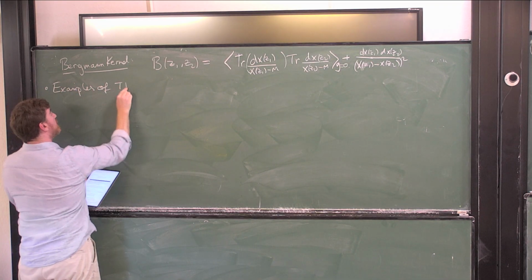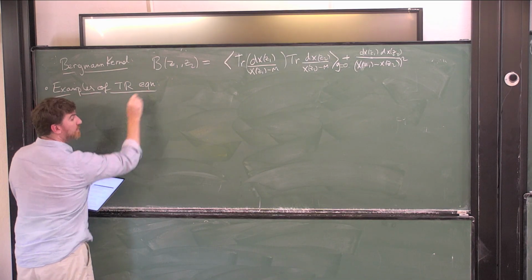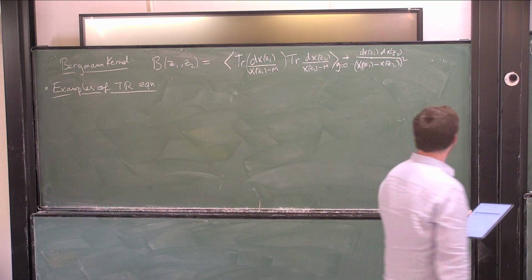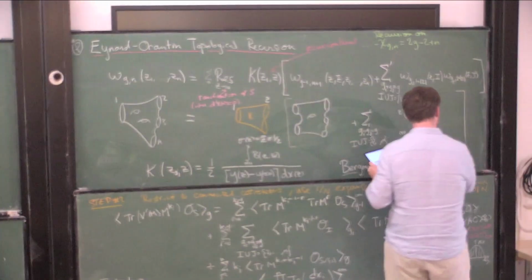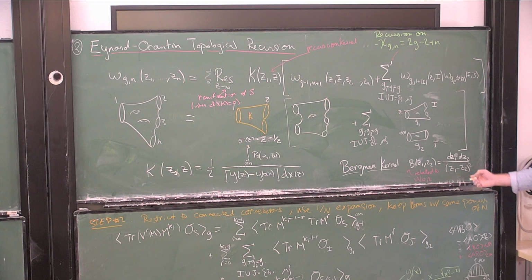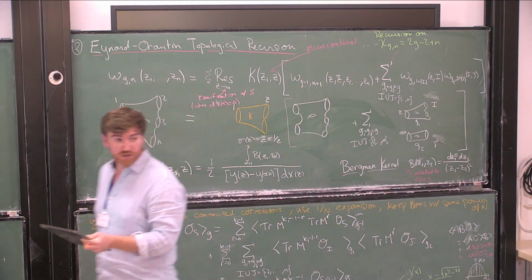of this TR equation. So just a question on the Bergman kernel. Yeah. So which is the definition? Is it this one here or is it that one there? Those are the same things, it turns out. So it turns out that for all matrix models, when you write it in terms of z, it always looks the same. It's a really beautiful fact. It's not trivial.